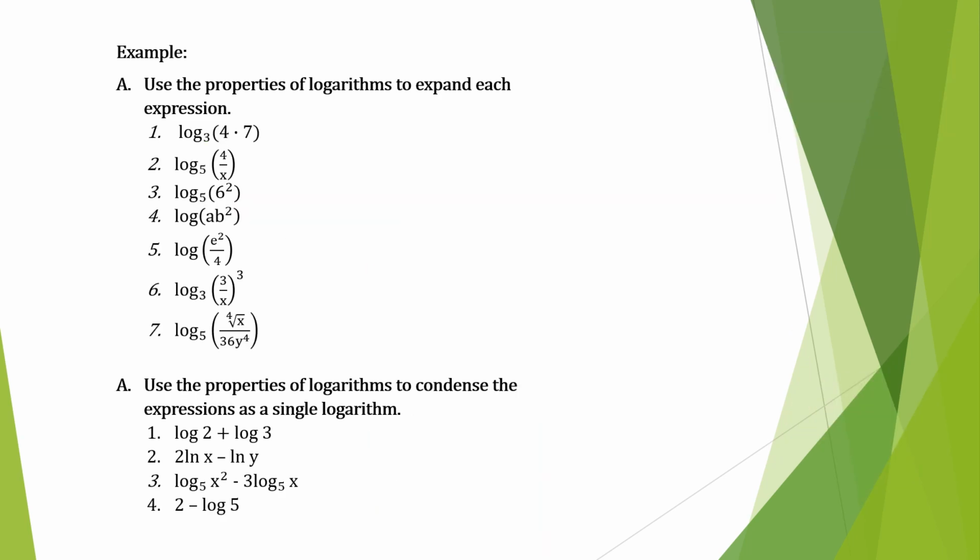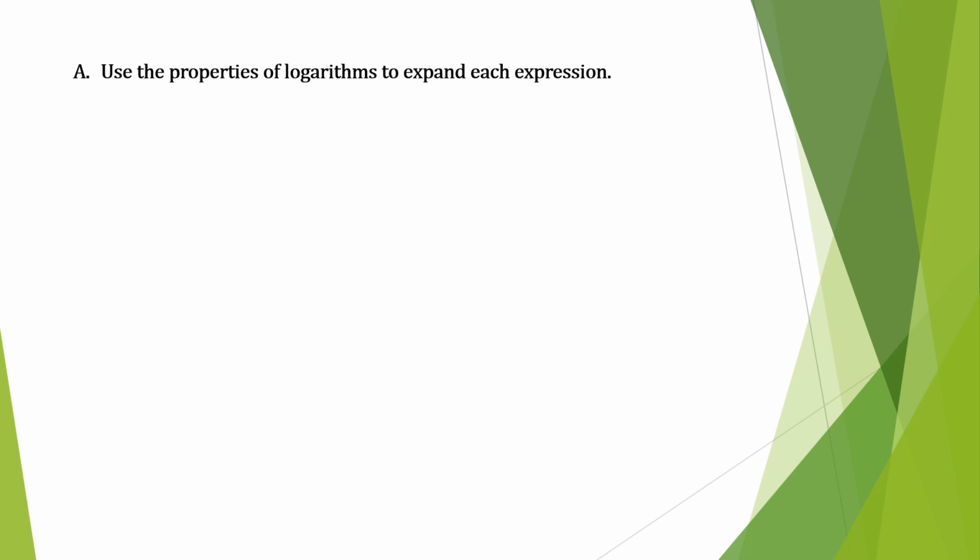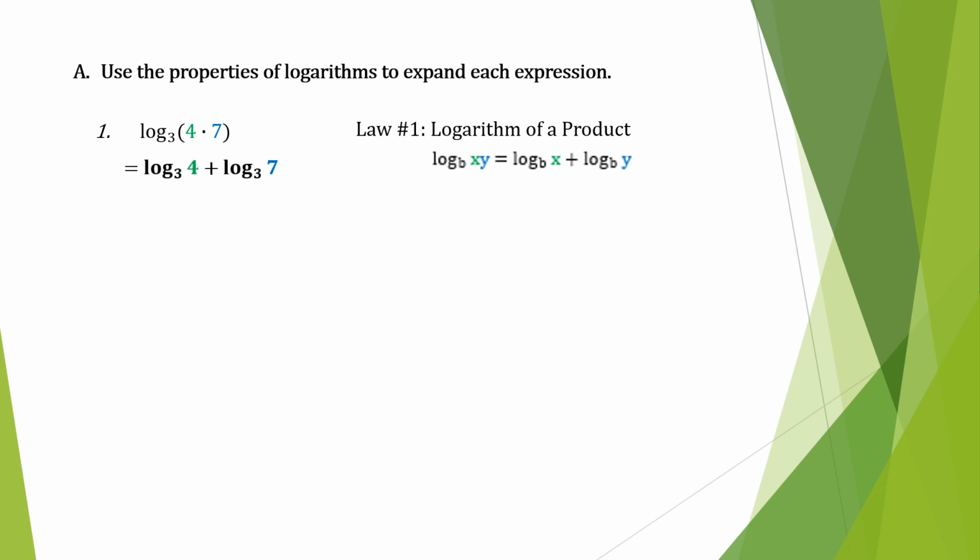Let's have some examples. Letter A. Use the properties of logarithms to expand each expression. Number 1, logarithm base 3 of 4 times 7. Let us use law number 1, logarithm of a product. Remember that the logarithm of a product is equal to the sum of the logarithm of its factors. So we have logarithm base 3 of 4 plus logarithm base 3 of 7.